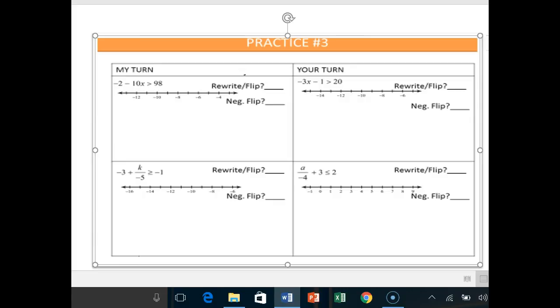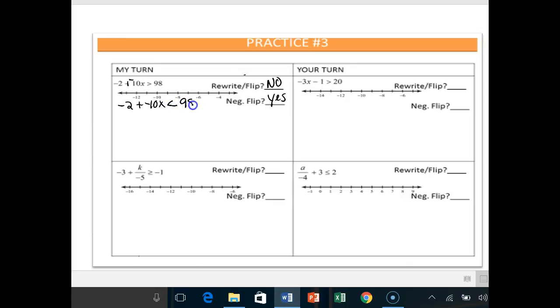So here, do I have a rewrite flip? My answer is no, I do not, because the variable is on the left-hand side. If I look carefully, I do have a negative flip. I have a negative 10 attached to my variable x, so I do need to flip. So negative 2 plus negative 10x is less than 98. There's my flip.